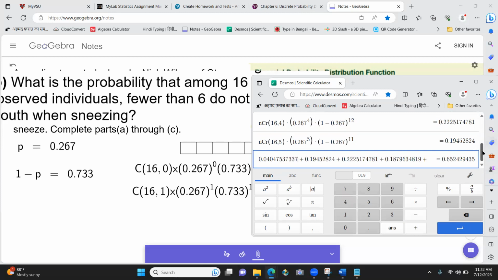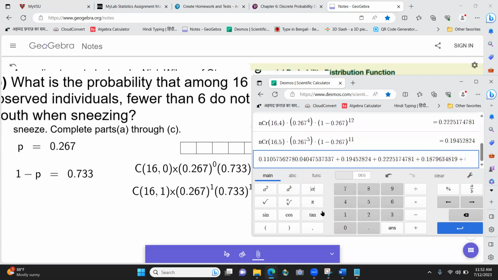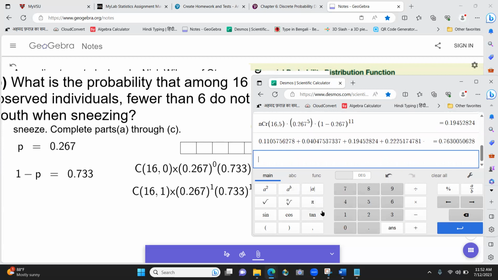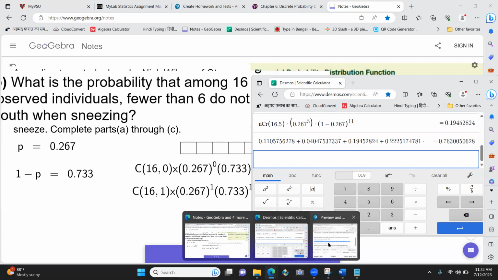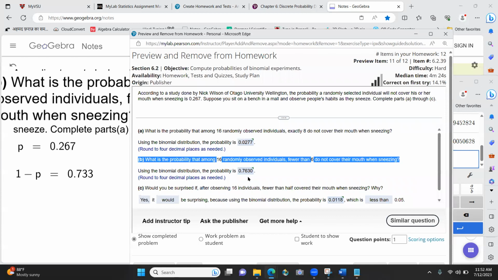And I have one more, the third one from Dawn. Look at 0.76300. Let me go back and check my answer. Not bad. I got it. So guys, this is B, right? Yeah, B, I got it.